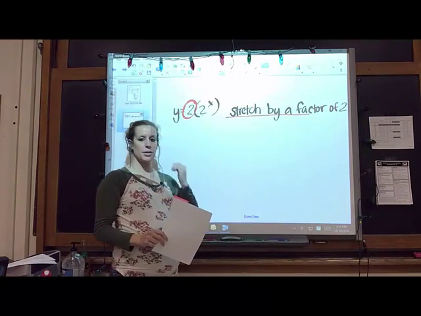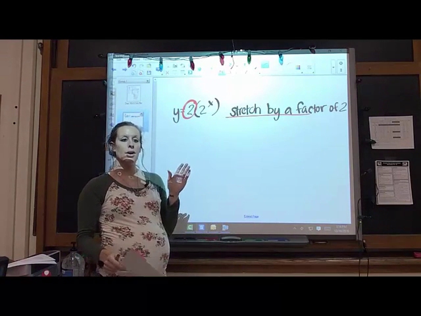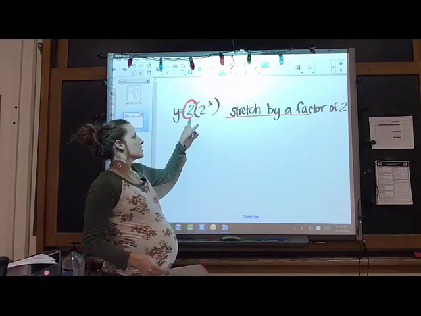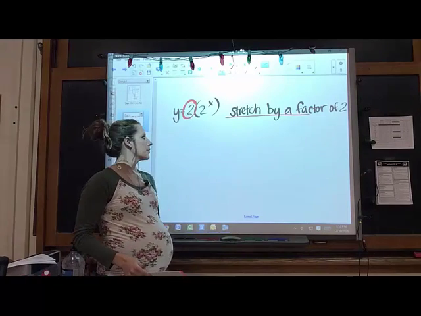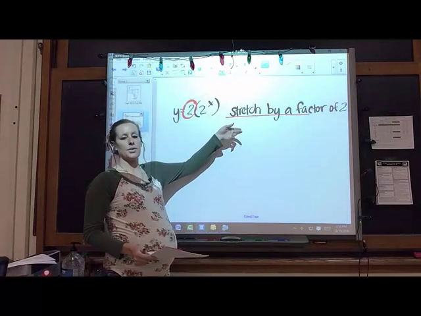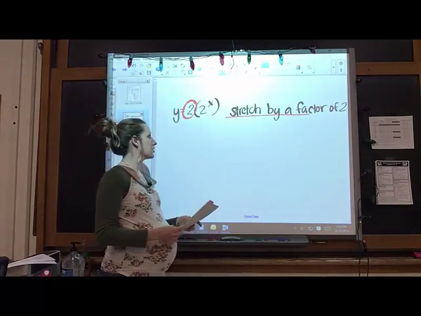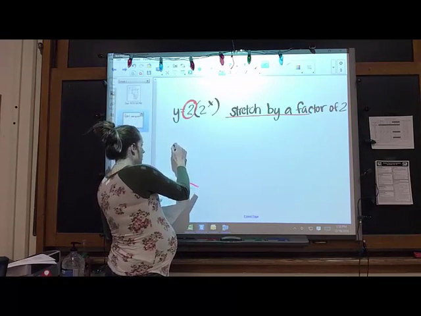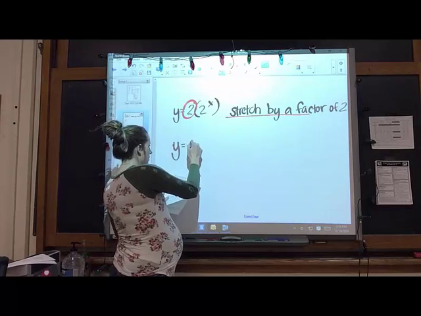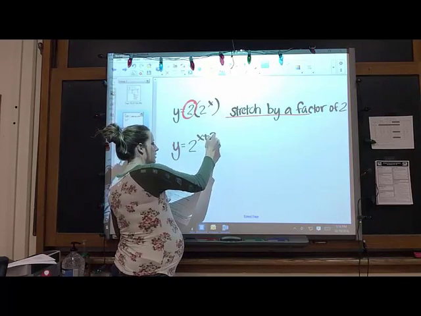At the beginning of the year, we talked about how it was steeper or flatter based on what that number was. So this is just a different way of saying that. It's going to stretch. Next one, y equals 2 to the x plus 3.